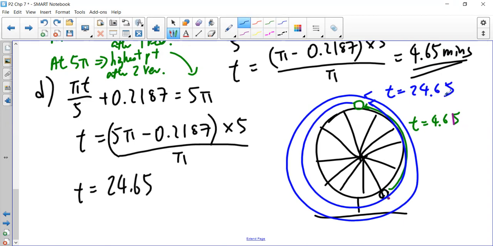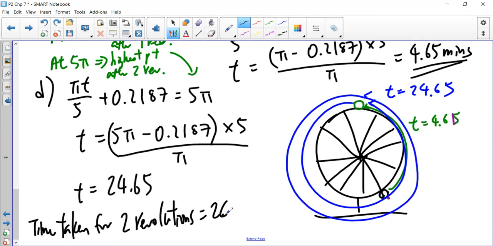So the time taken for 2 revolutions equals 24.65 minus 4.65, which is 20 minutes. And that's the answer. All right.